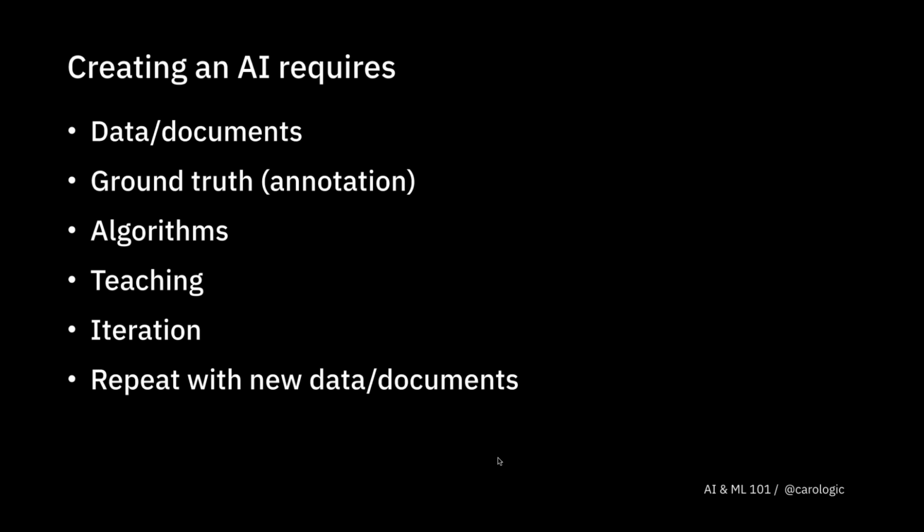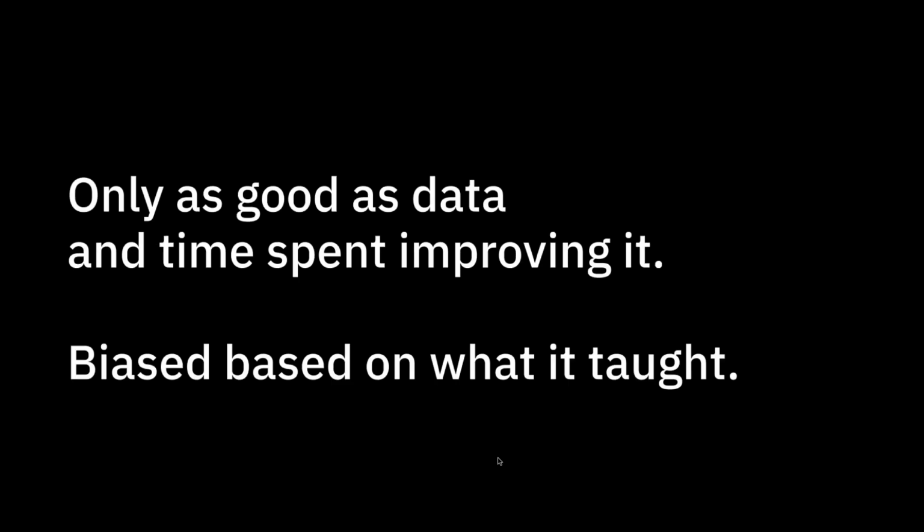I saw a quote the other day that programming is like doing dishes. You're never really done with it unless you're not going to eat again. Same with this process. You're never really done training an AI system unless you don't plan to use it anymore. So it's only as good as the data and time spent improving it, and it's always going to be biased. We are all biased humans, and the system will also be biased based on what is taught, so we need to keep that in mind as we're training these systems.